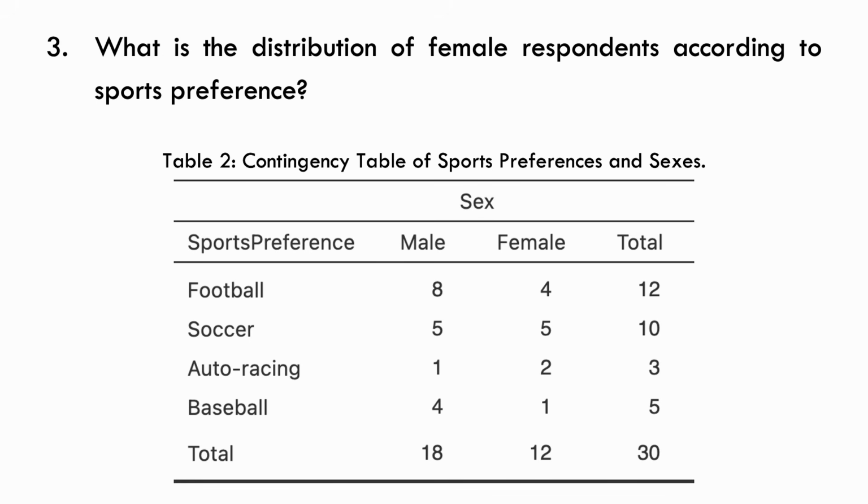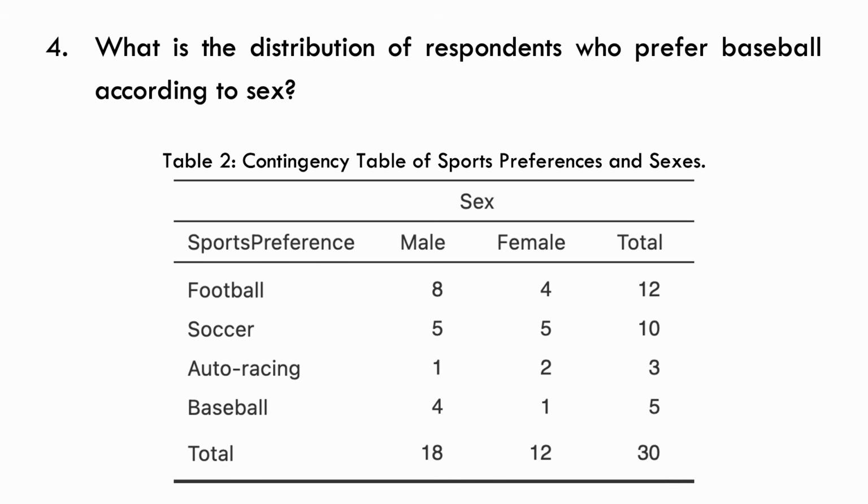What is the distribution of female respondents according to sports preference? The key phrase here is female respondents, so we focus on the female column. Therefore, the distribution of female respondents according to sports preference is 4 who prefer football, 5 who prefer soccer, 2 who prefer auto racing, and 1 who prefers baseball. If we add these values, we get 12, which matches the total number of female respondents.